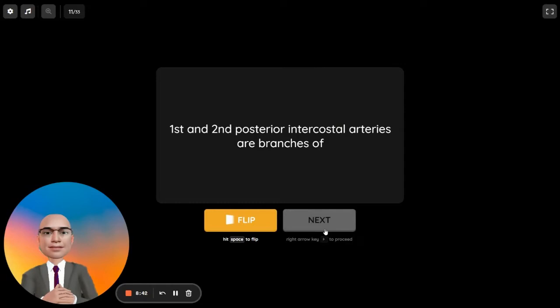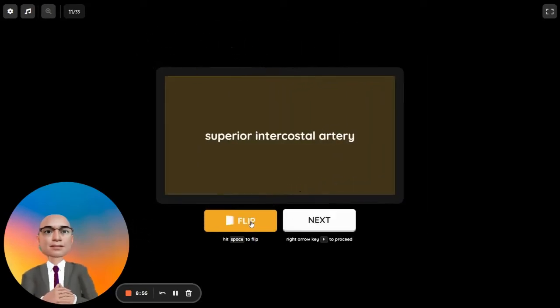Next question is about the posterior intercostal arteries. First and second posterior intercostal arteries are branches of... This is a very important question. These are branches of the superior intercostal artery, which is a branch of the subclavian, isn't it?